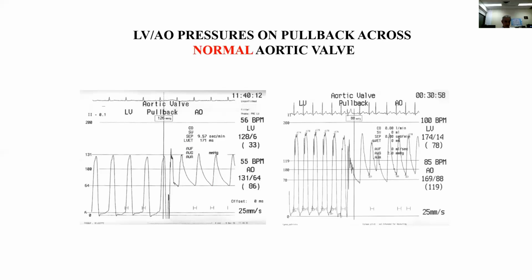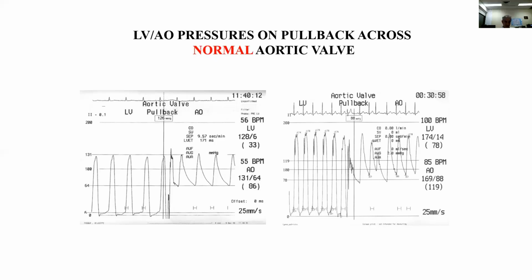And this is a patient in sinus rhythm and an almost perfect equalization of pressures in aorta, in systole. This is an example where a patient had an ectopic and he's a little more tachycardic. They're both in sinus rhythm.